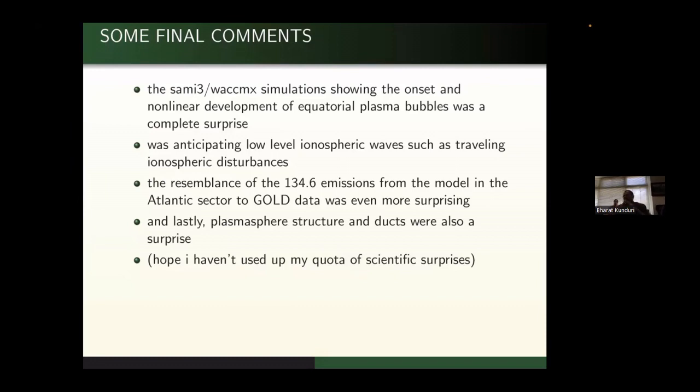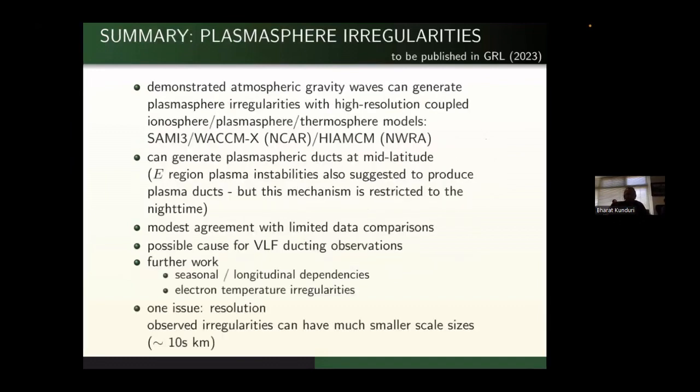Yeah, so. Can you go back a slide? There was one of your bullet points that caught my interest. It seemed to be an overlap with what we see with the radars. Plasmasphere ducts at mid-latitude, irradiant plasma instabilities, but restricted to nighttime. Why the nighttime restriction?